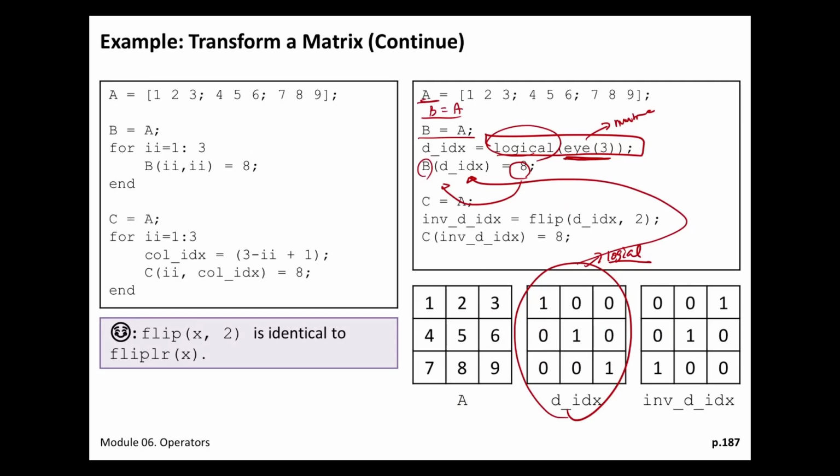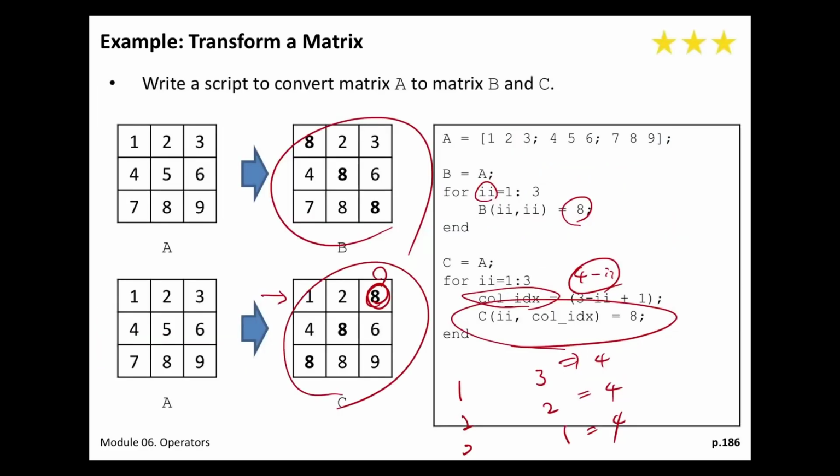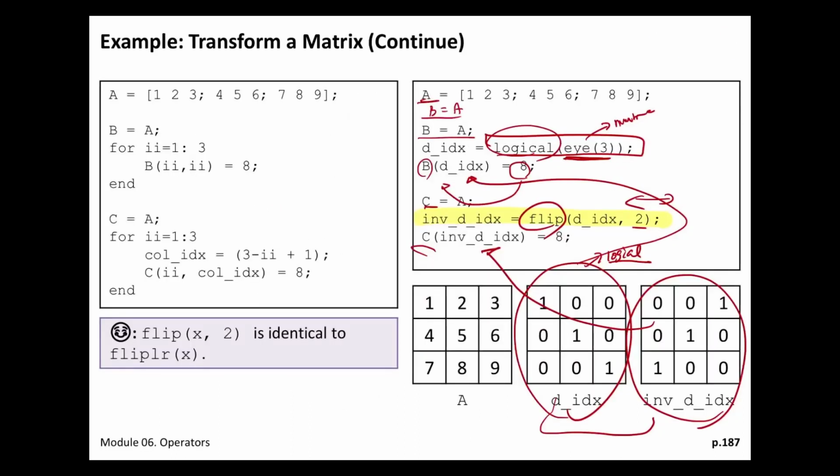Okay. How about assigning this 8 in the reverse diagonal element? This is the key part. You can just flip it in the left-right horizontal direction. If this one is flipped, you will get this indexing vector. So if you plug this in the C here, then you will get this matrix. Okay? Can you get this point?